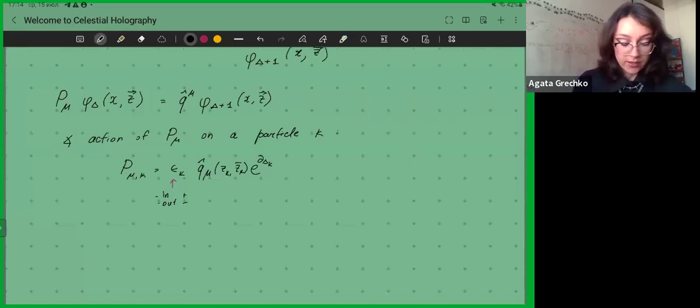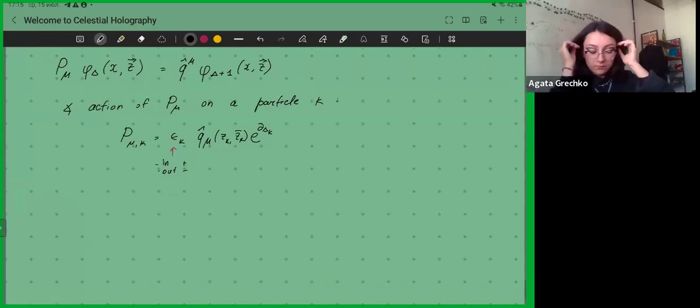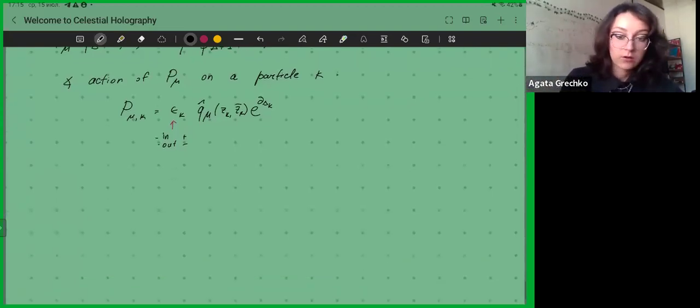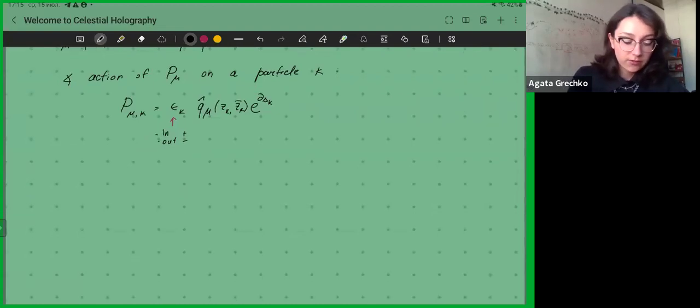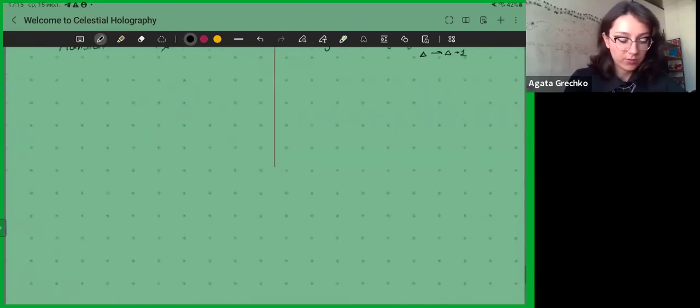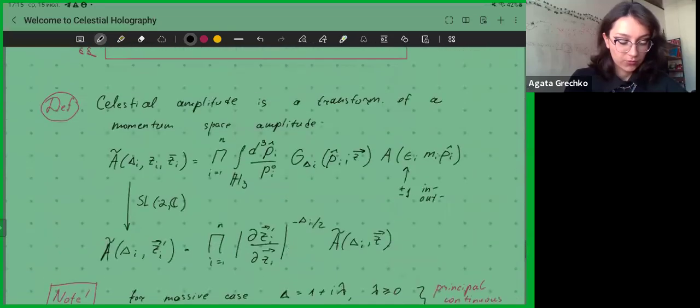So great. Now we have it in the form of our celestial space. So now it acts only on the variables of our conformal primary wave functions. And we can proceed to acting with it on a full celestial amplitude, right? One of the amplitudes that we wrote yesterday.